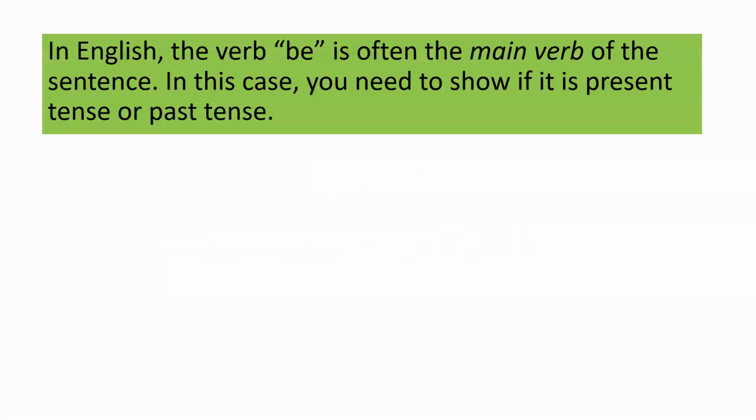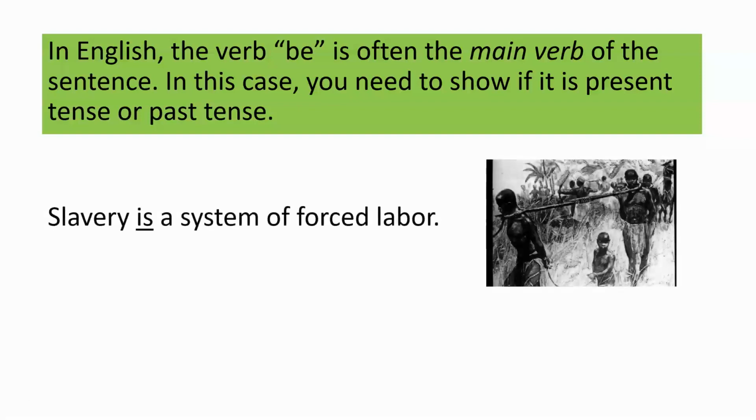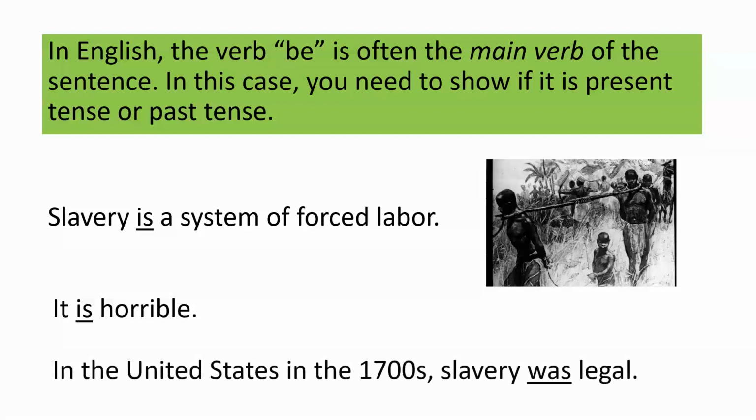In English, the verb be is often the main verb of the sentence. In this case, you need to show if it is present tense or past tense. Here's some examples. Slavery is a system of forced labor. It is horrible. In the United States in the 1700s, slavery was legal.